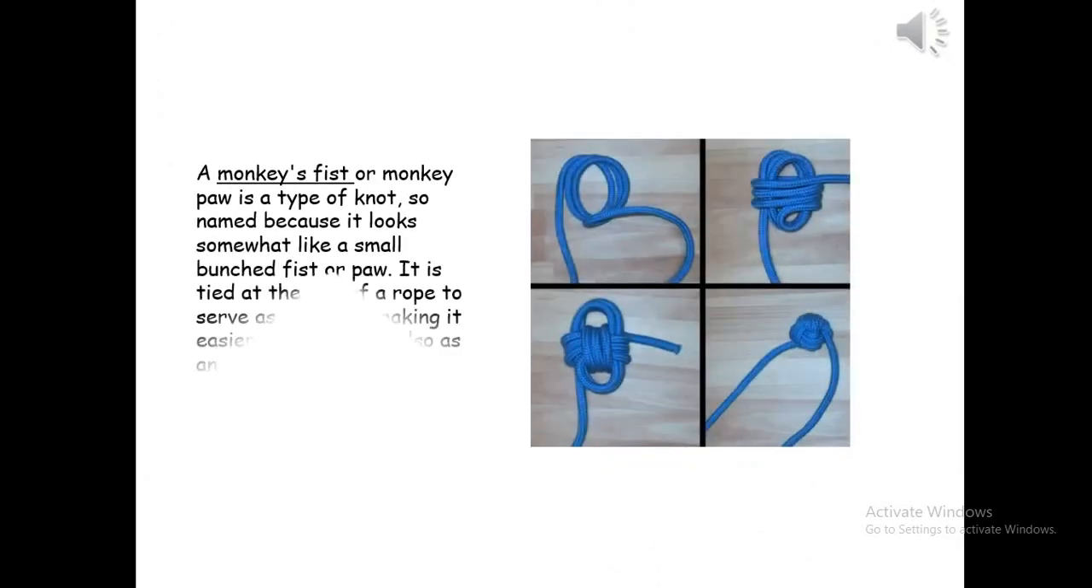A monkey's fist or monkey paw is a type of knot, so named because it looks somewhat like a small bunched fist or paw. It is tied at the end of a rope to serve as a weight, making it easier to throw, and also as an ornamental knot.